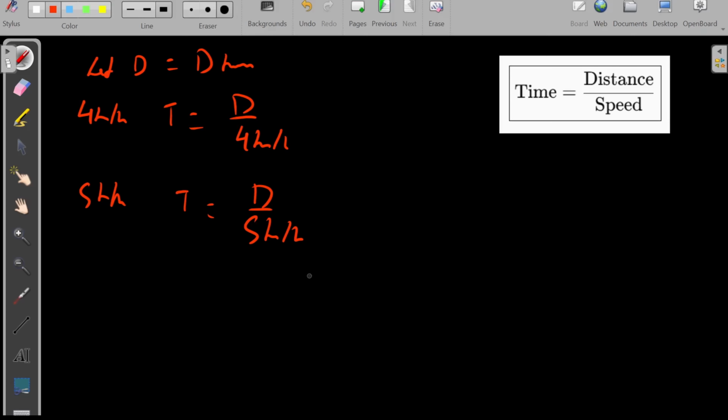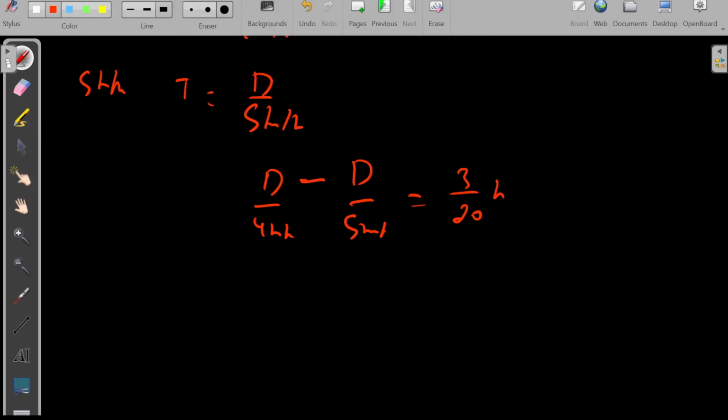Now we can move on to form the equation. Since 4 km per hour is slower and it takes more time, so I can write distance over 4 km per hour minus distance over 5 km per hour equal our time, which is 3 over 20 hour. Notice that we subtract the travel time, not the distance. Now let's solve this equation.